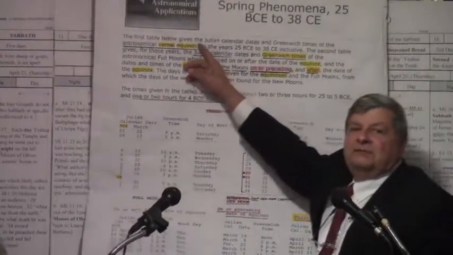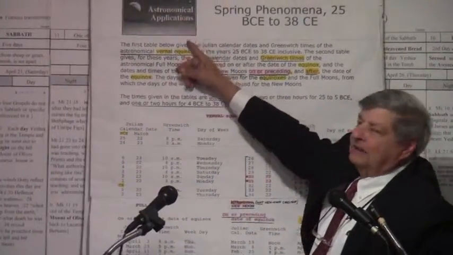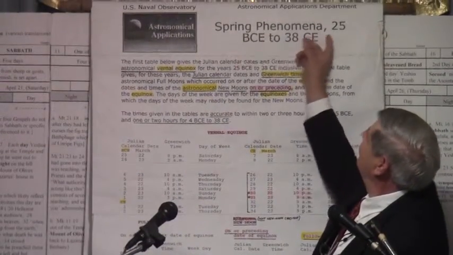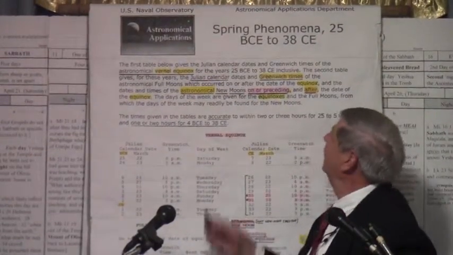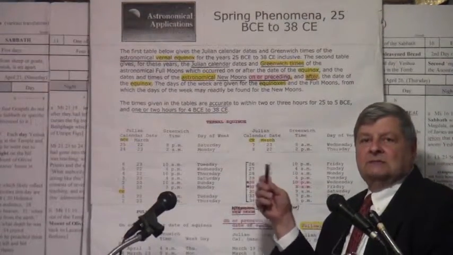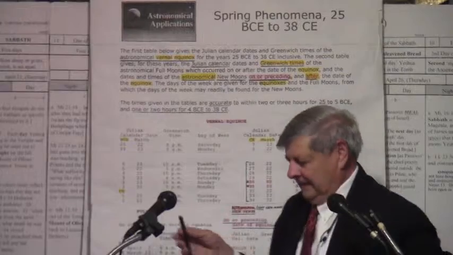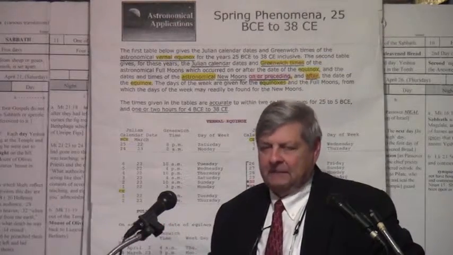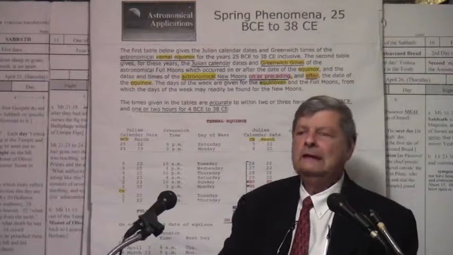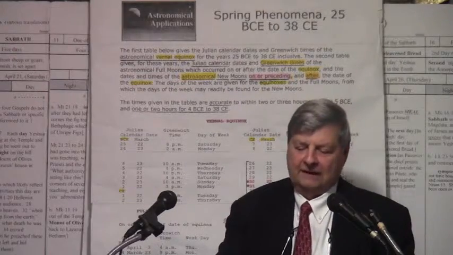United States Naval Observatory, Astronomical Applications, Spring Phenomena, 25 BCE to 38 CE. BCE is before the Common Era. People didn't want to use BC and AD because of the religious connotations.